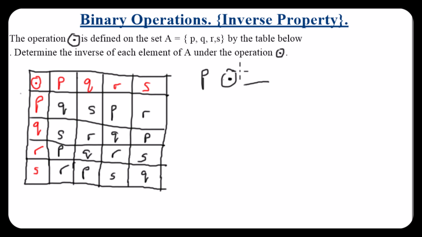Now I don't know what the inverse will be. I know that P O dot the inverse must be equal to the identity element. And if this is true, then I can say P O dot the identity element must be equal to P itself. So this is for P. Write the same thing for Q, write the same thing for R, write the same thing for S.